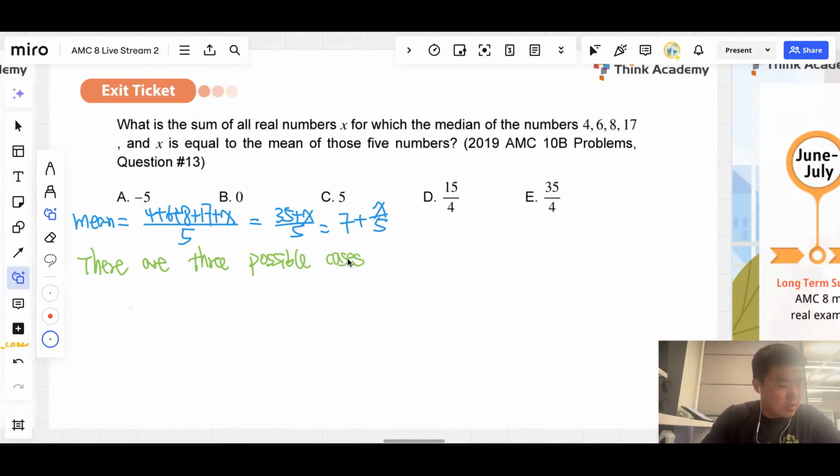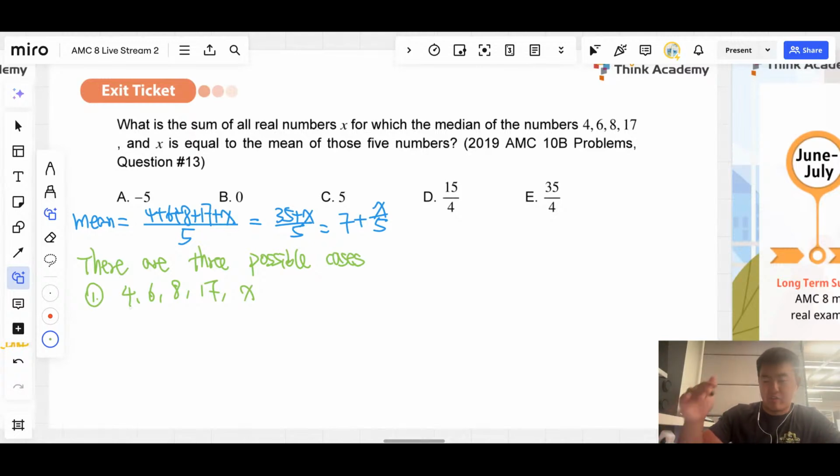Okay, so there are 3 possible cases. The first one really depends on the position of x in this list. So the first one can be 4, 6, 8, 17, and x. It doesn't really matter if you write it as 4, 6, 8, x, 17, because for the median, when the list consists of all numbers, the median is just the middle number. In this case, we have 5 numbers, which is odd, and the median is going to be the third number, with 2 in front and 2 after.